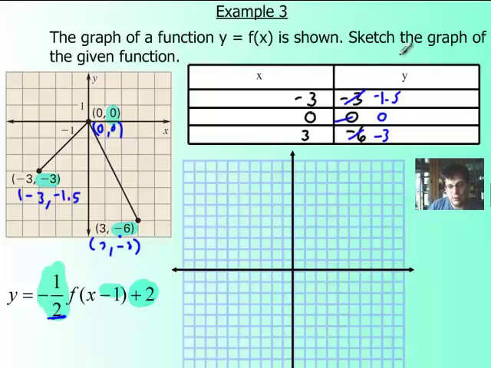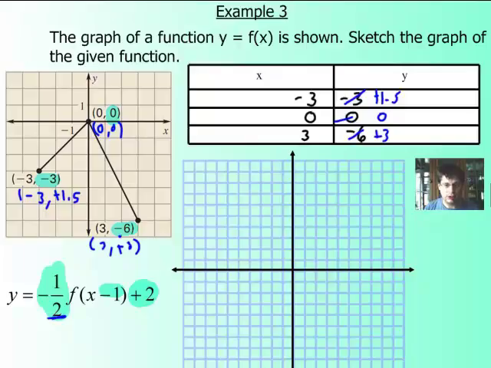Now, since this is a -1/2, I can go ahead and change the signs on all of them. So -1.5 becomes +1.5, and -3 becomes +3. So I'm going to go ahead and make that reflection change. All right, now that we've dealt with the vertical shrink or compression, we can now deal with the horizontal and vertical shift. Let's deal with the horizontal shift first.